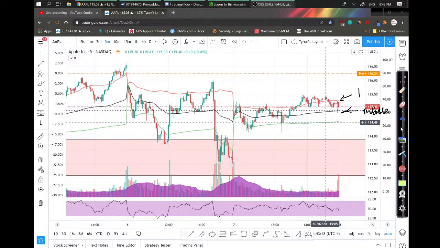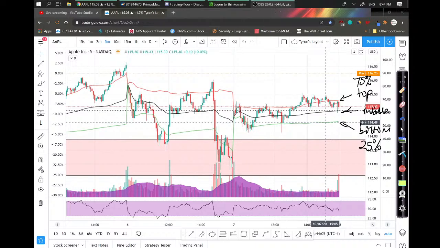This is going to be the top band, which is the 75th percentile. And this will be the bottom band, which is the 25th percentile.